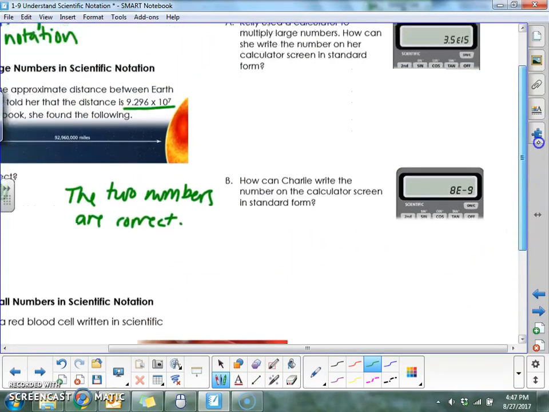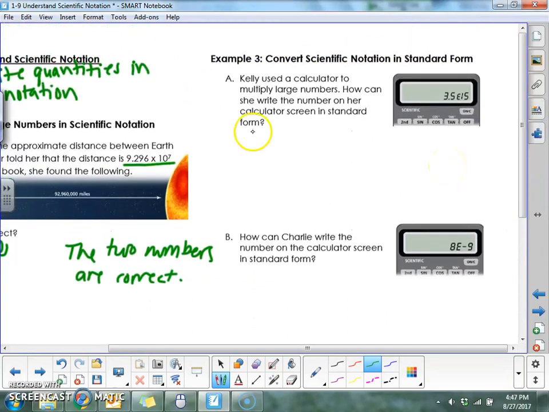Okay, moving on to example 3, convert scientific notation to standard form. So if you ever see a number like this in your calculator, like Kelly did, whenever you have this E here, this E stands for times 10, and then the number next to the E tells you what power it's raised to. So Kelly used a calculator to multiply large numbers. How can she write the number on her calculator in standard form? So standard form is written without times 10 to the power. It's written as a full whole number, or a decimal.